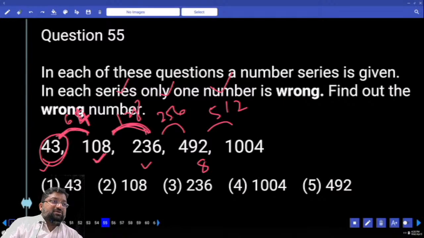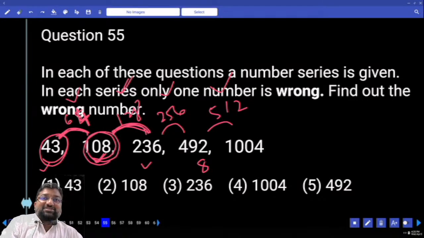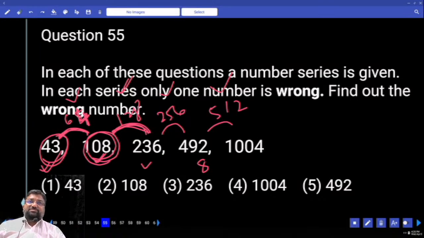Either the first number is wrong or the last number is wrong, then we will make only 1 correction. If the middle number 108 is wrong, then we should have made 2 corrections. Yes or no? But we have made how many corrections? Only 1 correction. What was that 1 correction? 65 has been changed to 64. So which is your wrong number? 43 is my wrong number. Is this clear? Any doubts? Thank you.